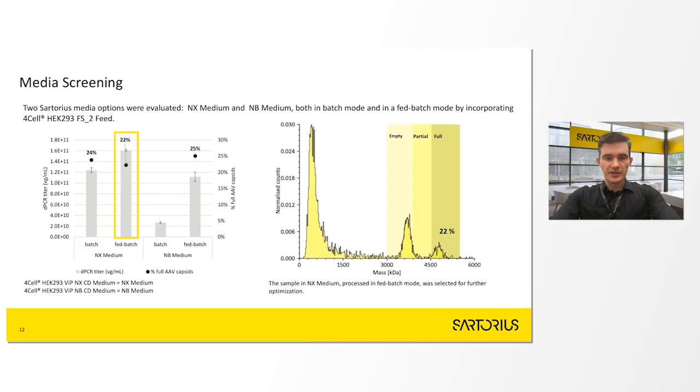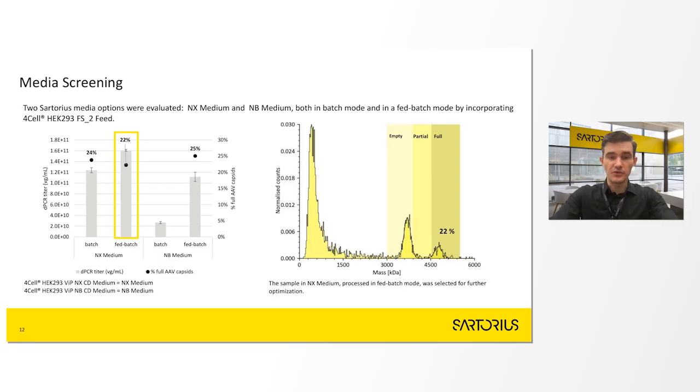For our media screening, we evaluated two media, NX media and MB media, both in batch mode and both with an additional feed. In the graph below, we can see our results, where the bars represent the titer and the dots represent the percent full. The titers range from 2E10 for the MB media up to 1.6E11 vector genomes per milliliter for the NX media in fed batch mode.